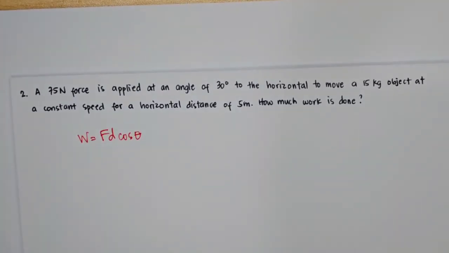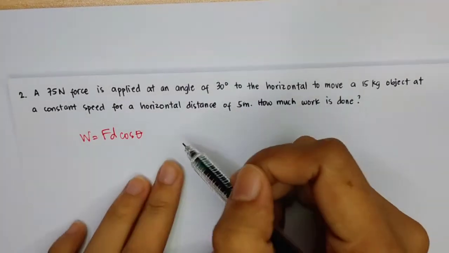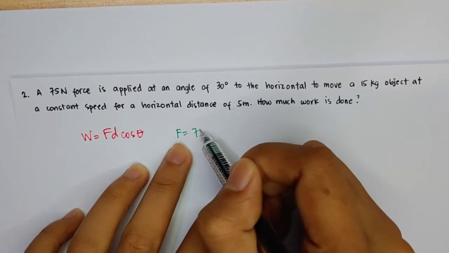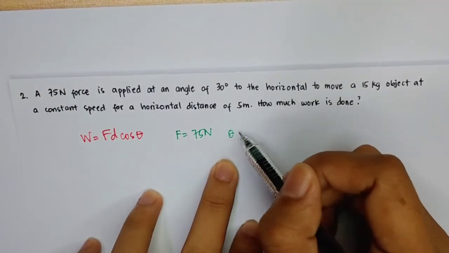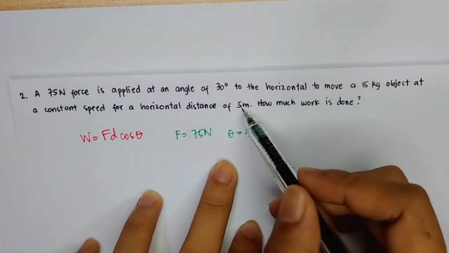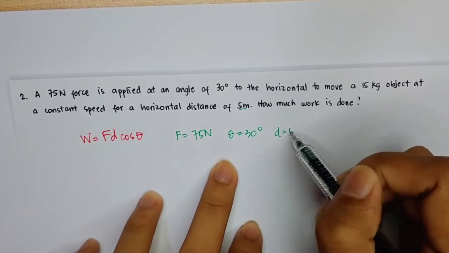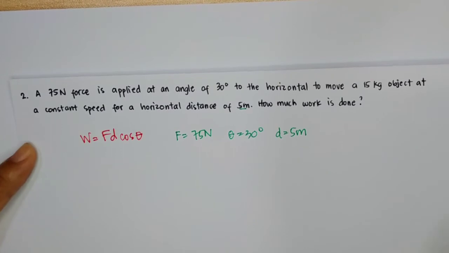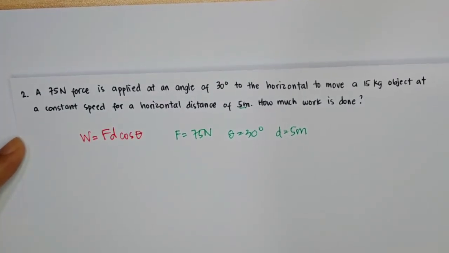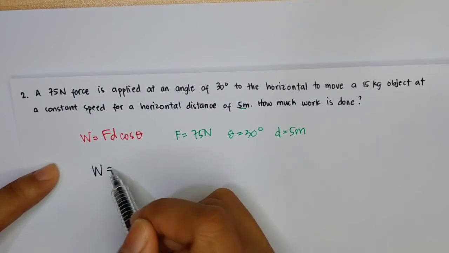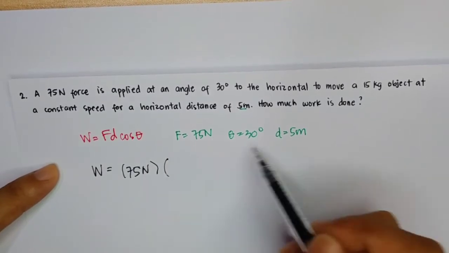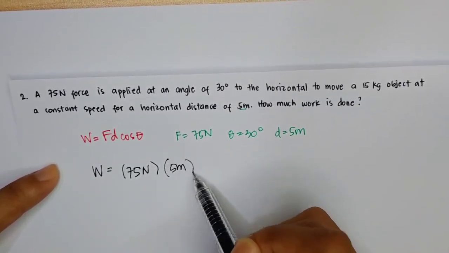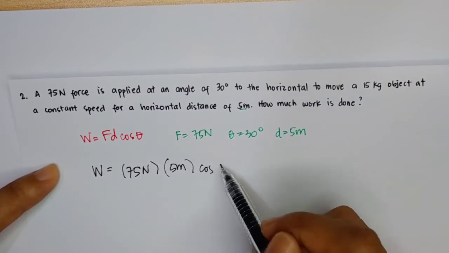Okay. So, let's determine our given. What is our given? We have here our force, 75 Newton. Then our angle, that is 30 degrees. And our distance, we have 5 meters. So, by simply substituting it to our formula, we have work is equal to 75 Newton times our distance, that is 5 meters, times cosine 30.